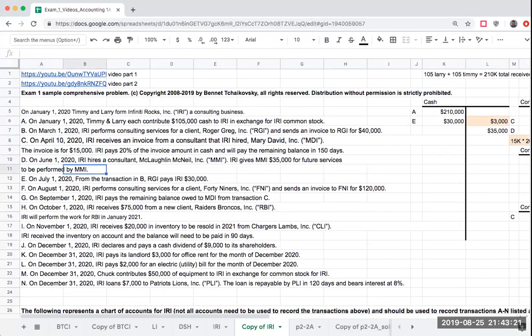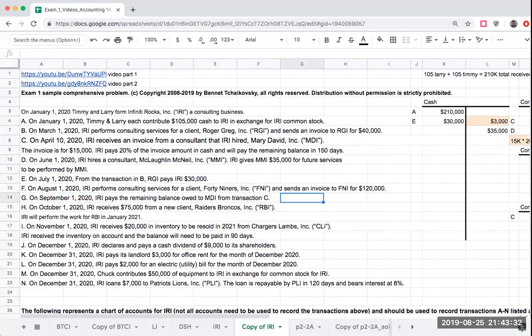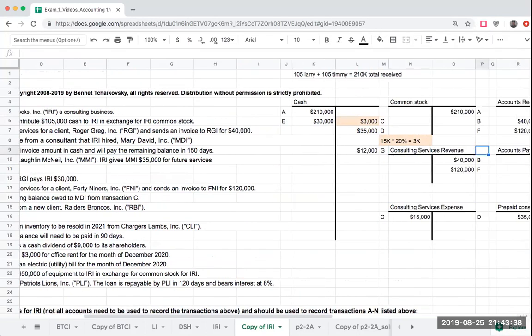So if I'm paying her the remaining balance, what's happening to cash? Is it going up or down? It's going down. By how much? $12,000, by credit. So over here, this is going to be transaction G. Okay, let me just do this one thing here.